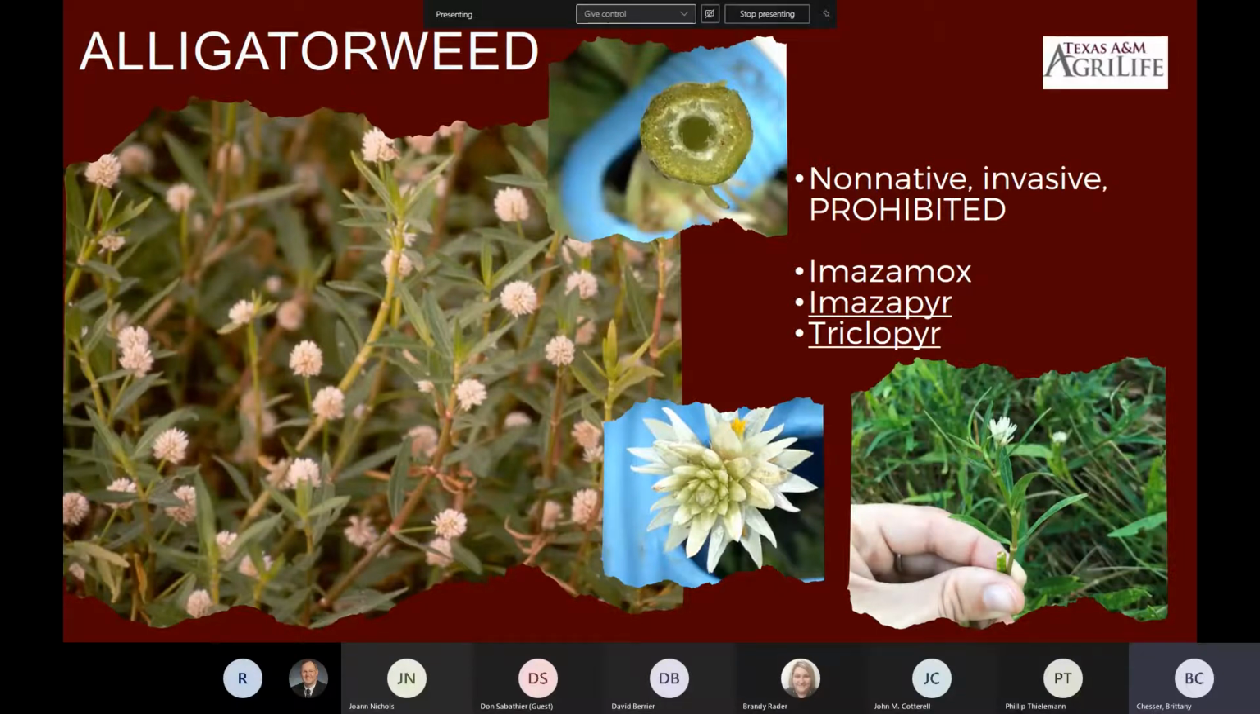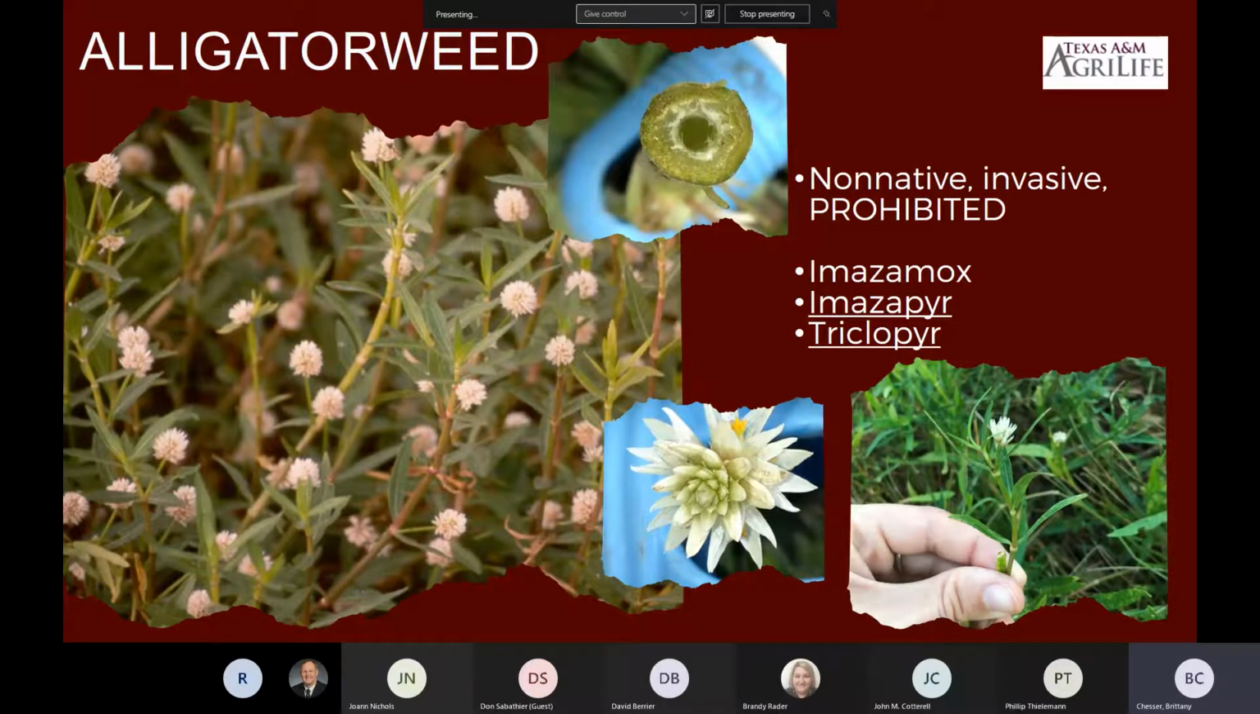Alligator weed reproduces by vegetative offshoots, so it'll actually grow upright, reach a maximum height, and get too top heavy and will fall over. When it falls over, it'll put down a set of roots where each node is. So one plant can turn into 10 plants in about a week, and that's how it's able to take over areas so easily. It has very smooth, thick green to pink stems with long lance-shaped leaves.